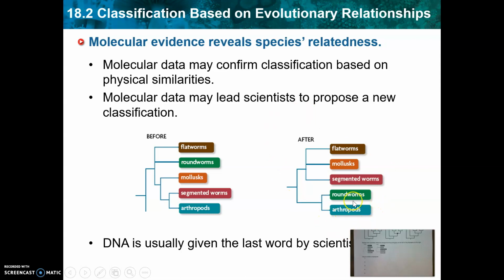Turns out that arthropods are actually more closely related to roundworms, and we can tell that because of the similarities in their DNA sequences. So remember, some similarities can arise through convergent evolution, where two different organisms start to look more similar to each other, so sometimes it's a little misleading to use a physical trait to organize and classify life.